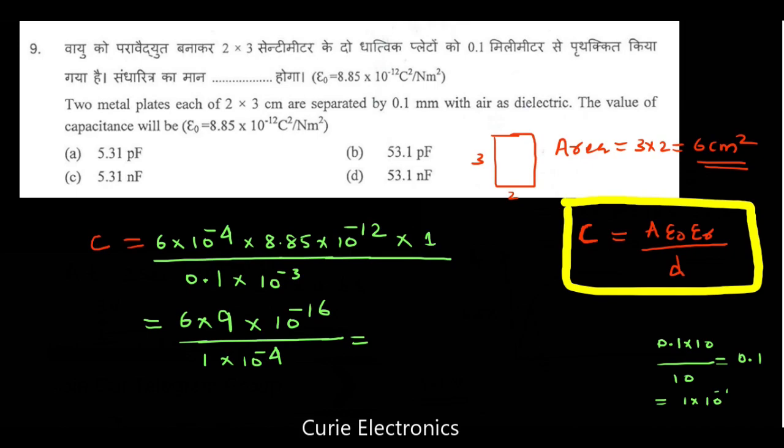Now let's simplify. So we can strike off this. What we get is 10 to the power minus 12. Now 6 nines are 54 into 10 to the power minus 12. See, 10 to the power minus 12 means what? Picofarad. It is 54 picofarad. So we have to see if any close value is there for 54 picofarad in the answer options. 53.1 picofarad is there. So the answer is 53.1 picofarad.